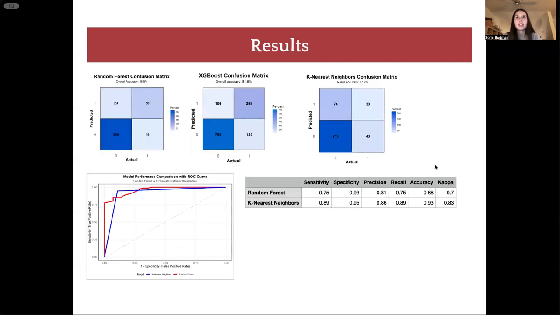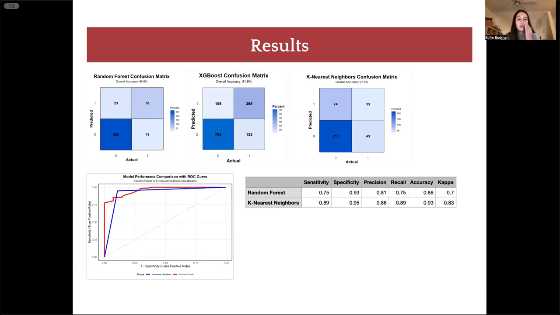So here on the next slide shows our preliminary results. Random forest achieved the highest accuracy, being an 87.5% accuracy. Next, XGBoost received a 81.6% accuracy. K-nearest neighbors has an accuracy of 67.9.